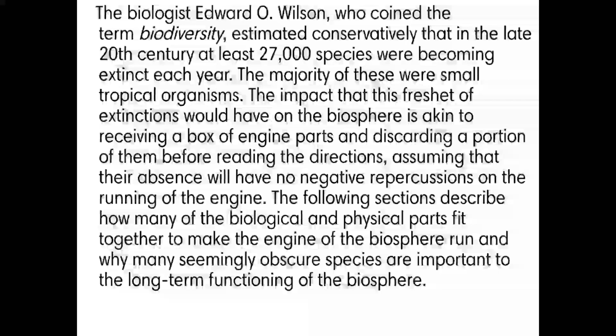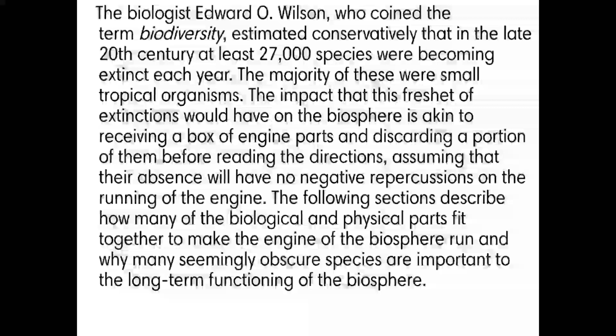The biologist Edward O. Wilson, who coined the term biodiversity, estimated conservatively that in the late 20th century at least 27,000 species were becoming extinct each year. The majority of these were small tropical organisms. The impact that this facet of extinctions would have on the biosphere is akin to receiving a box of engine parts and discarding a portion of them before reading the directions, assuming that their absence will have no negative repercussions on the running of the engine.